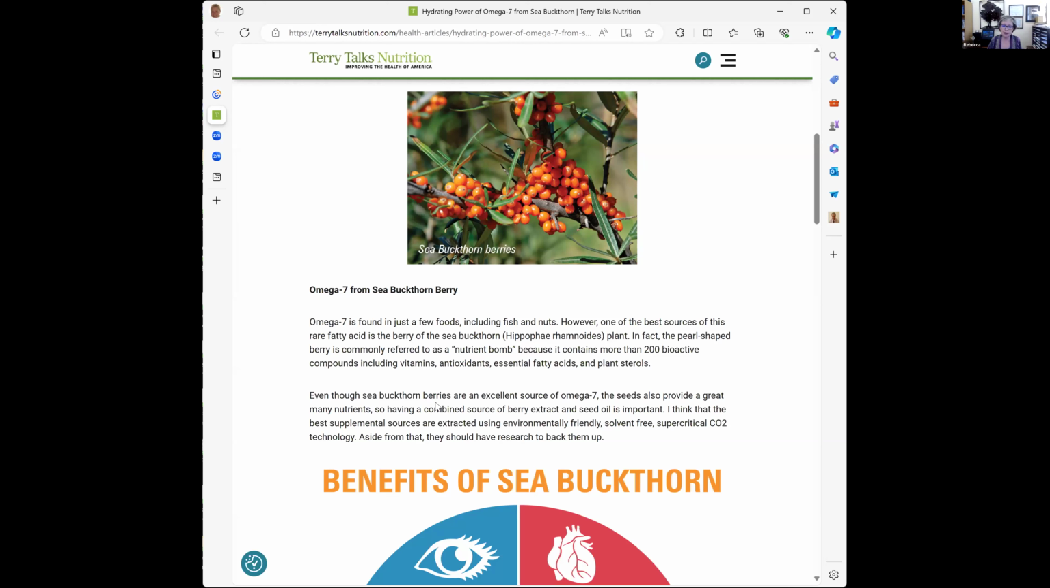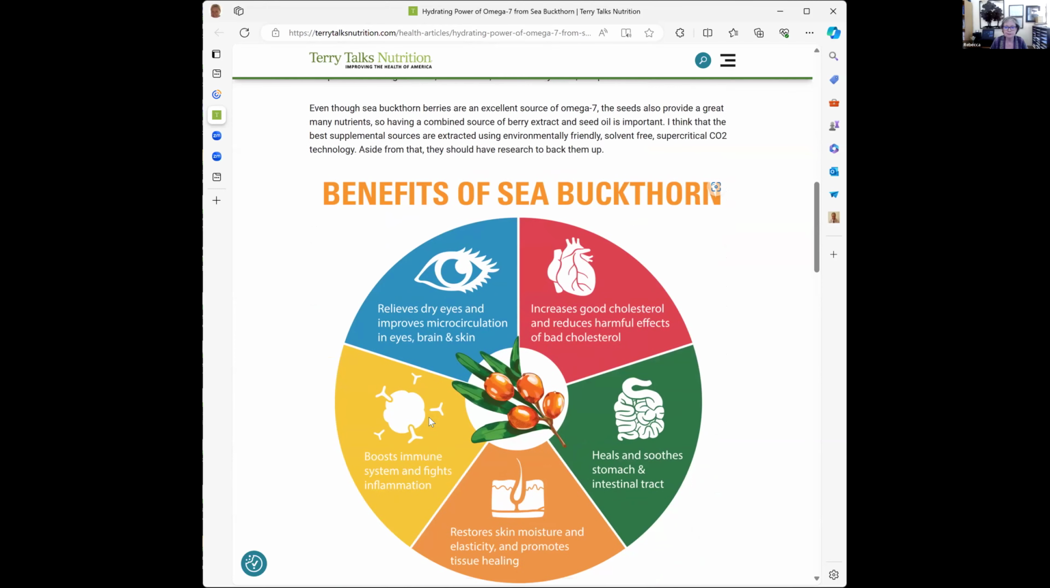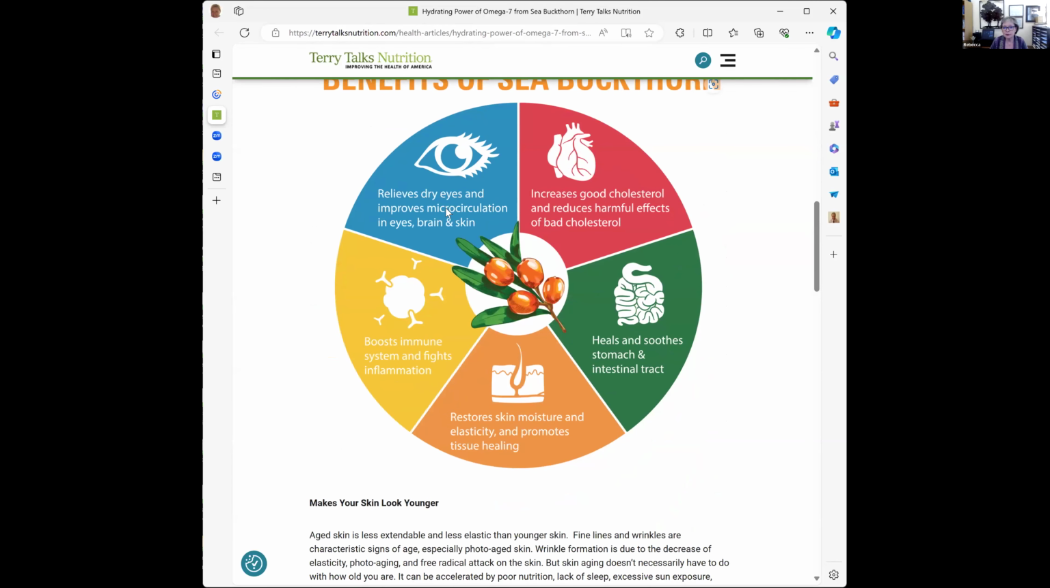Even though sea buckthorn berries are an excellent source of omega-7, the seeds, here we go back to seeds, also provide a great many nutrients. So having a combined source of berry extract and seed oil is important. It relieves dry eyes and improves microcirculation in the eyes, the brain, and the skin, increases good cholesterol and reduces harmful effects of bad cholesterol, heals and soothes the stomach and intestinal tract.